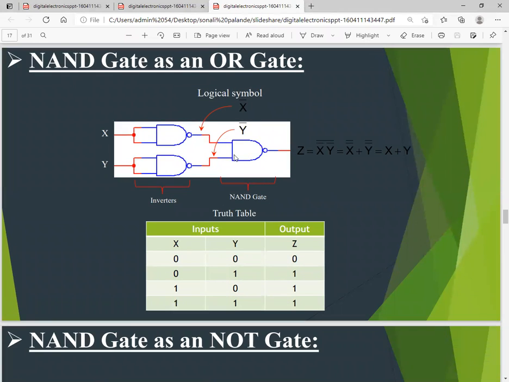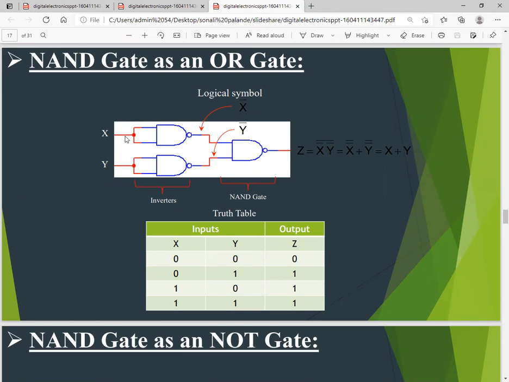Next one is the NAND gate as an OR gate. Here is the logical circuit of the NAND gate as an OR gate. Here three NAND gates are connected to each other, X and Y are the inputs of this logical circuit, and Z is the output.